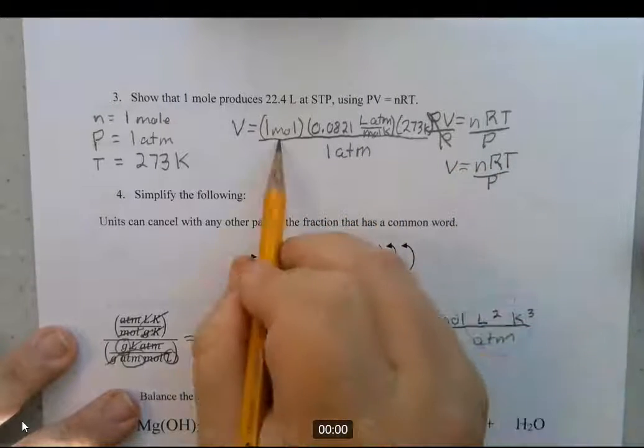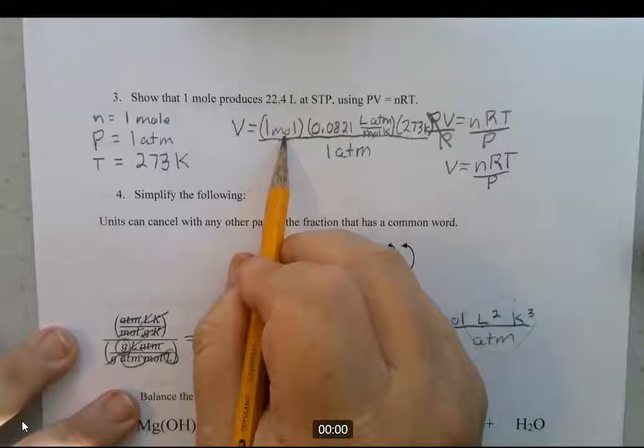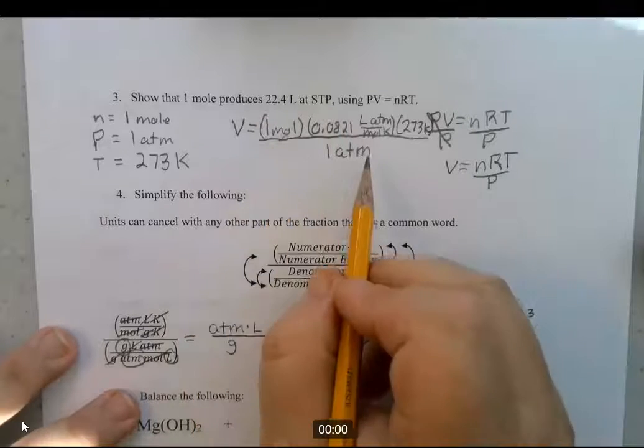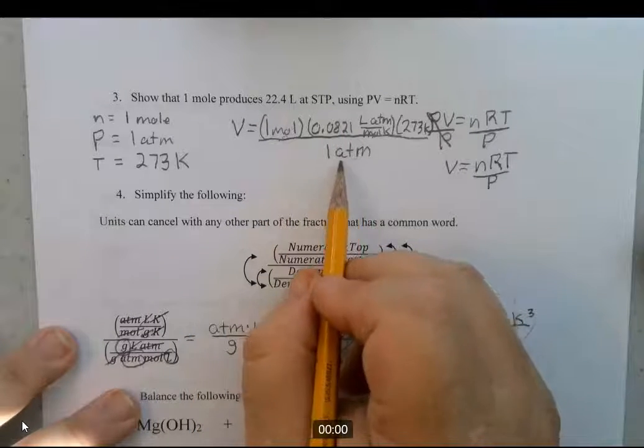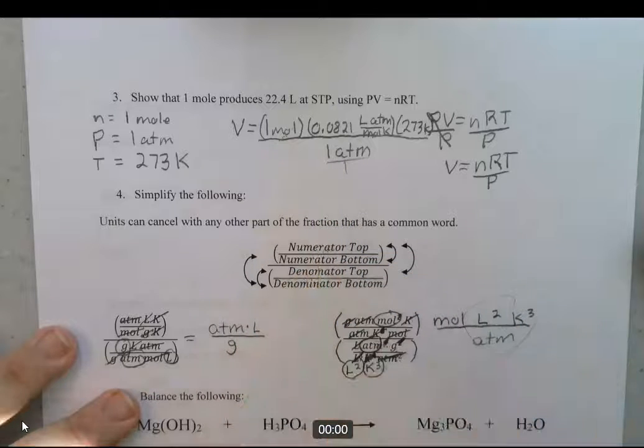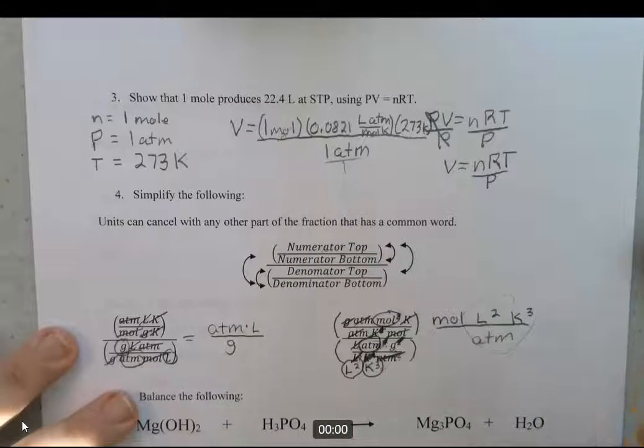So remember, if you only have one level, it's considered to be on the top. So this mole is on the numerator top. This atmosphere is in the denominator top. I could put a 1 underneath it like that, but I don't think we need to do that. So if there's only one level, it's on the top side of that fraction.